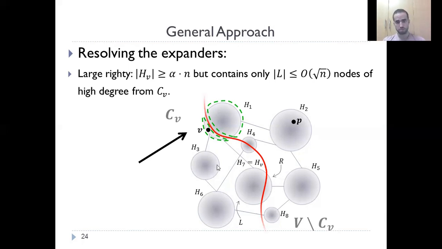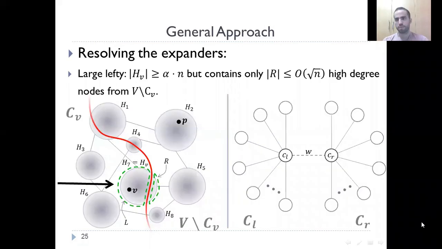With high probability, in at least one of the iterations, V will be chosen, but not any of the other nodes in its side of the cut. And then we would identify the cut. Finally, if we have a large lefty, which means that the expander has more than alpha n nodes, but at most square root n high degree nodes from the side of P in the cut.